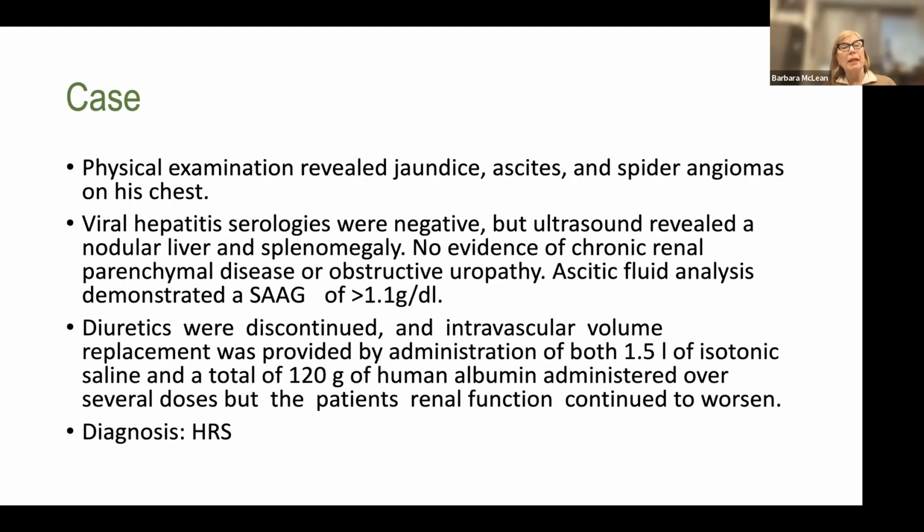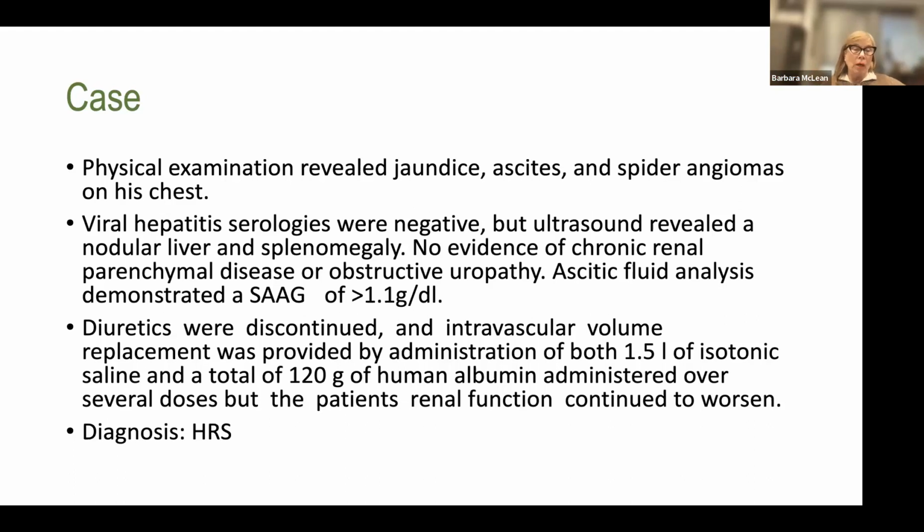On physical examination, he has jaundice, ascites, and spider angiomas on his chest. This is all very, very common with somebody who has chronic liver failure. His viral hepatitis serologies were negative, but the ultrasound showed that the liver had a lot of nodules and he had a very enlarged spleen. No evidence of any chronic renal parenchymal disease or any obstructive uropathy. And on his analysis, the ascitic fluid albumin concentration was greater than 1.1 gram per deciliter.